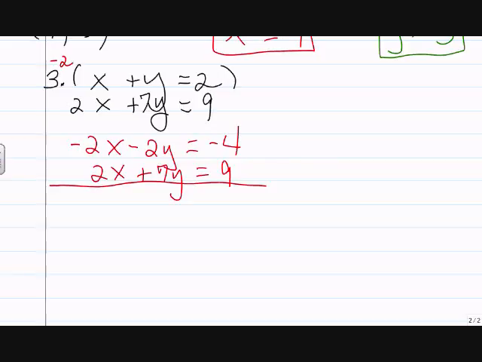Does somebody want to tell me what you get when you add these two equations together? I heard 5y equals 5. So what is y? 5 times what will give you 5? 1. Now, what do I do with that 1?